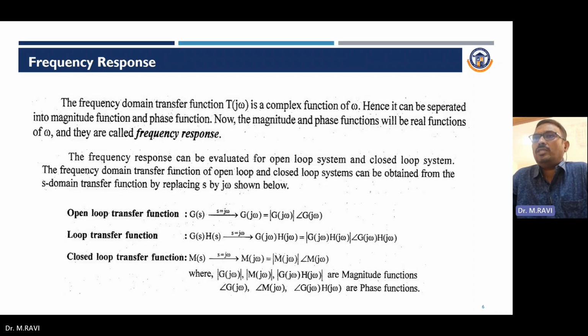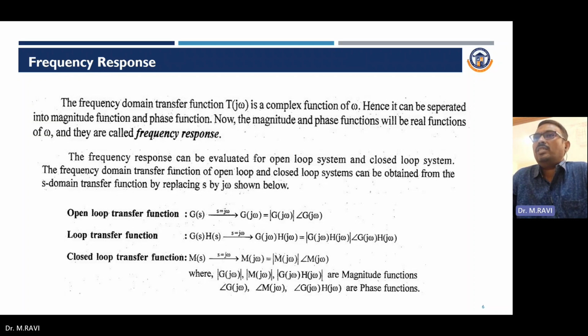In the open loop transfer function G of S, S tends to j omega, G of j omega is equal to the modulus of G of j omega and the angle of G of j omega. That is, the real function has the modulus and the complex function has the angle, G of j omega, angle of G of j omega. The open loop transfer function G of S into H of S is rewritten as, S tends to j omega, G of j omega into H of j omega, equal to the modulus of G of j omega into H of j omega, angle of G of j omega into H of j omega.